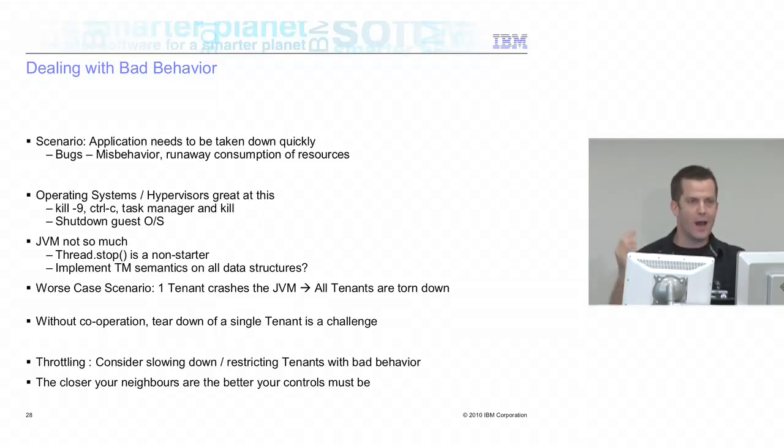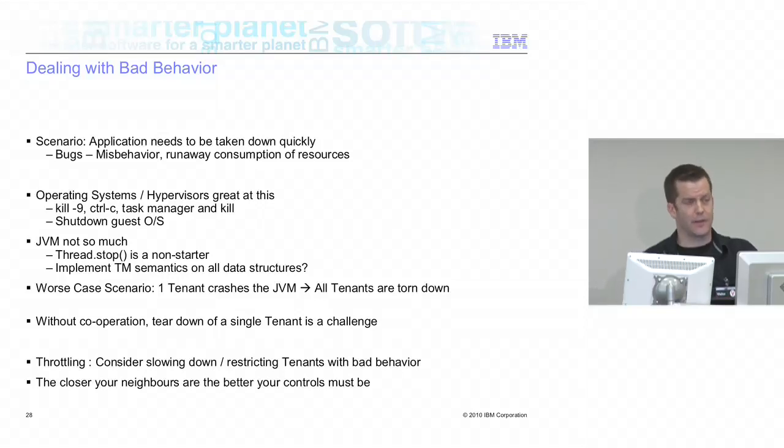The JVM, absolutely not. I had this conversation with John last night about thread stop, and it's basically a non-starter. Ignore the deprecation and so on. But one call to thread stop, and you're potentially talking about inconsistent data structures throughout the JVM. You can even put in safe points, but it's just not good enough. You have to really, really program to that.